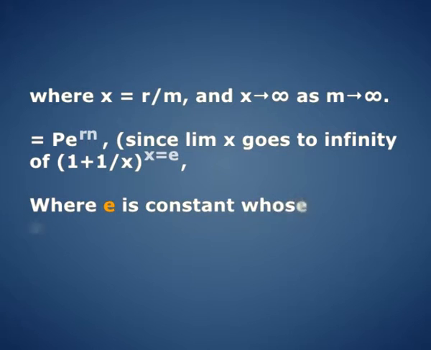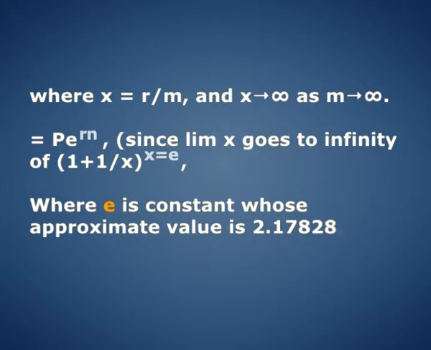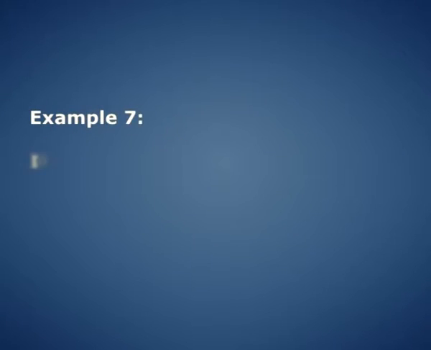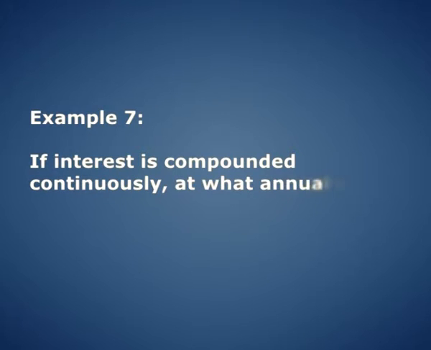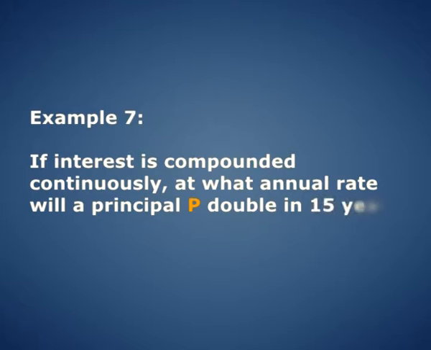Since the limit as x goes to infinity of (1 plus 1 by x) to the power x is equal to e, small e, where e is the constant whose approximate value is 2.71828. Now let's come to another example. If interest is compounded continuously, at what annual rate will a principal P double in 15 years?